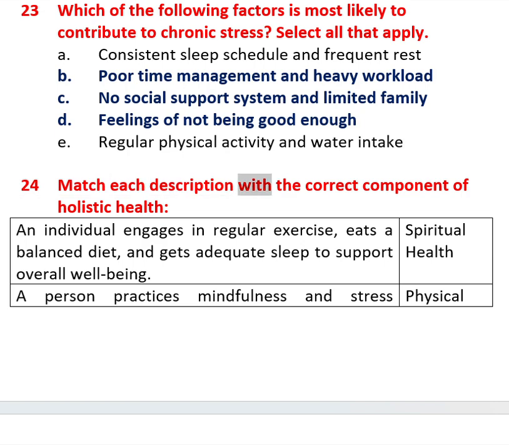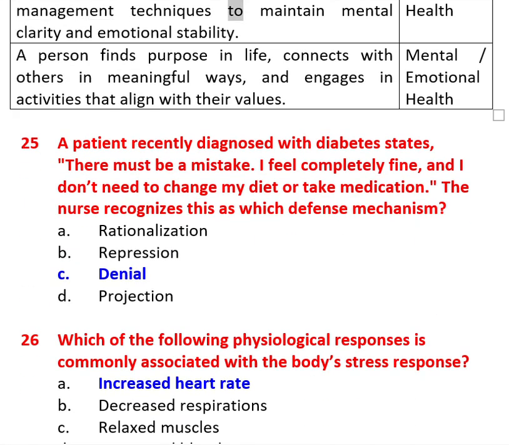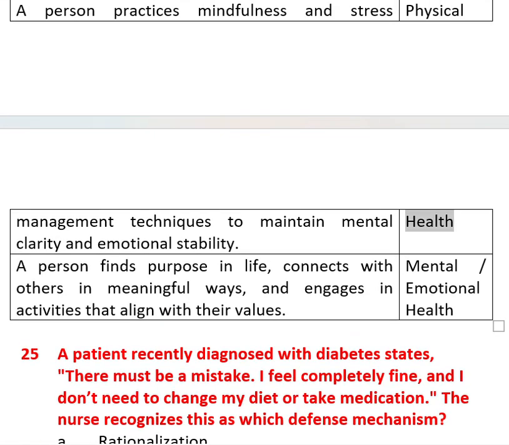24. Match each description with the correct component of holistic health. An individual engages in regular exercise, eats a balanced diet, and gets adequate sleep to support overall well-being. Spiritual health. A person practices mindfulness and stress management techniques to maintain mental clarity and emotional stability. Physical health. A person finds purpose in life, connects with others in meaningful ways, and engages in activities that align with their values. Mental/emotional health.